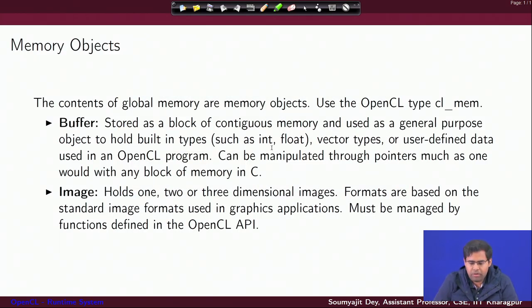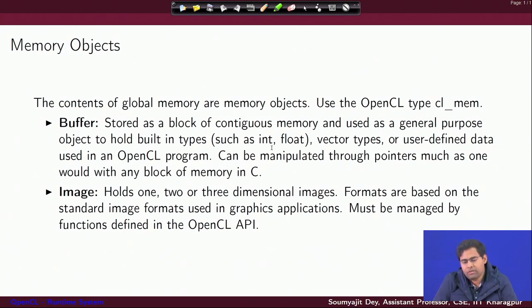Now, coming to the memory object definitions. The contents of global memory are essentially OpenCL memory objects which use the OpenCL type cl_mem. Memory objects can be of the type buffer, which are stored as a block of contiguous memory and used as a general purpose object to hold built-in types like integers, floats, other vector types, or any user defined data type in an OpenCL program, and they can be manipulated through pointers, similar to any kind of memory block access that you can do in a normal C program.